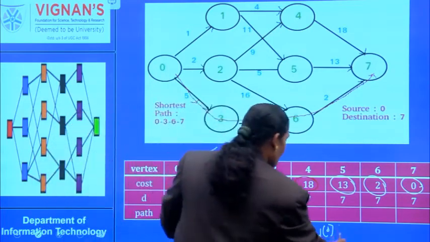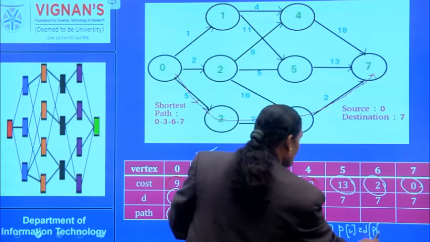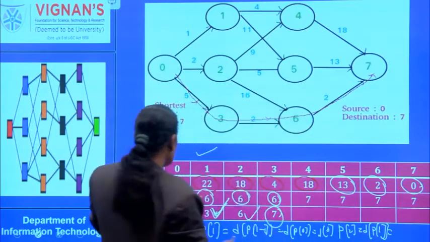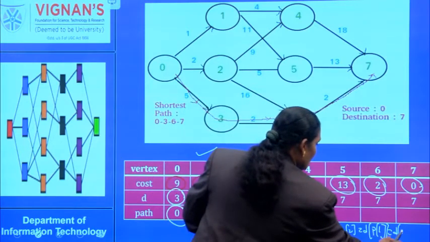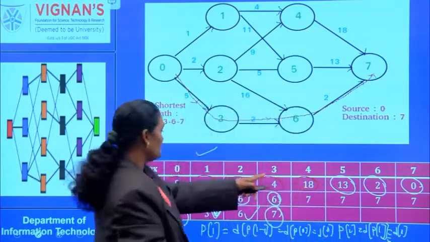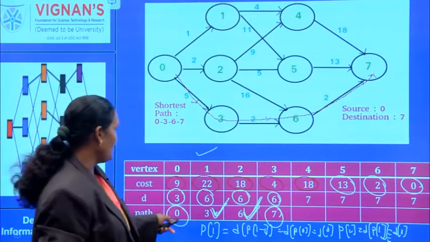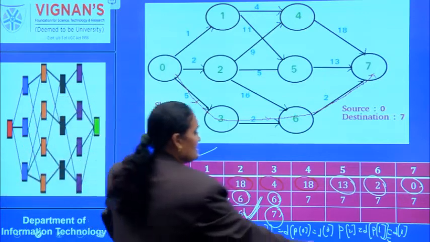In the same way, P of 2. How are we getting P of 2? D of P of j minus 1. That is 2 minus 1, which is 1. D of P of 1. What is P of 1? P of 1 is 3. That is D of 3. What is D of 3? 6. So here we are getting P of 2 as D of 3, which is nothing but 6.